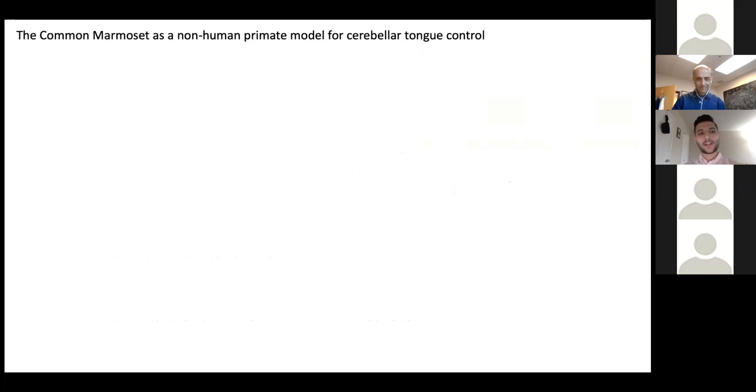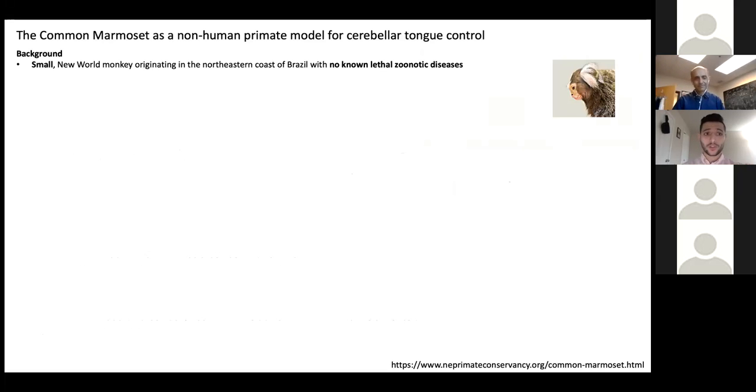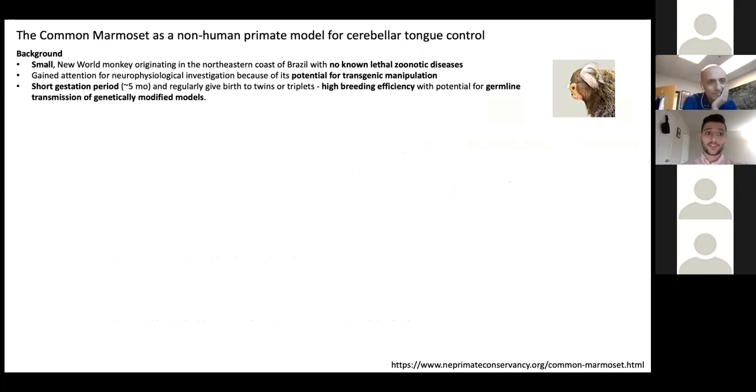So let me get into a description of our non-human primate model, the marmoset. These are a very interesting small New World monkey that originate in Brazil. They have no known lethal zoonotic diseases, so they're fairly convenient for researchers to work with. They've recently gained attention in the last couple of decades for neurophys studies because of their potential for transgenic manipulation. This is because they have a very short gestation period and regularly give birth to twins or triplets. This means a high breeding efficiency, which grants a great deal of potential for germline transmission of genetically modified models. Lots of promise in that aspect.